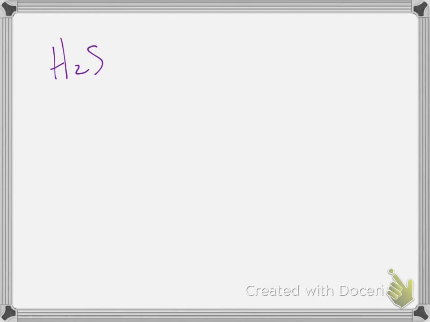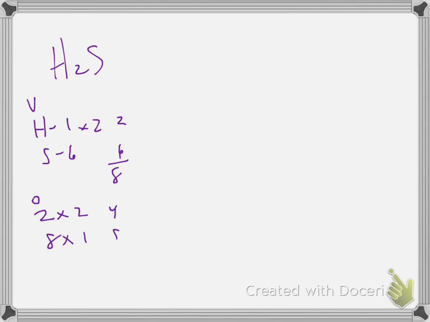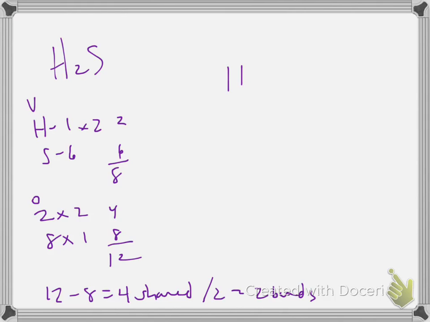So for H2S, if we go back and do valence, we've got these coming in with 1, this coming in with 6. So we have 8 valence. If everybody was happy, then there would be 2 times 2 and 8 times 1, 4 and 8, 12. So they're going to be sharing 4 electrons. So 12 minus 8 equals 4 shared, divided by 2 equals 2 bonds. And that's all good. And everybody can do this.